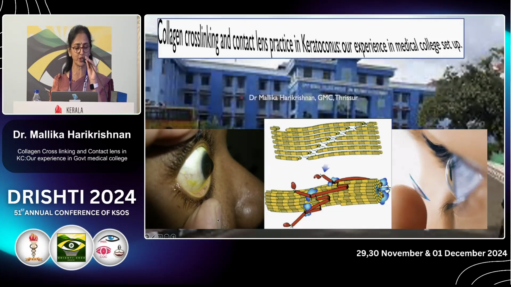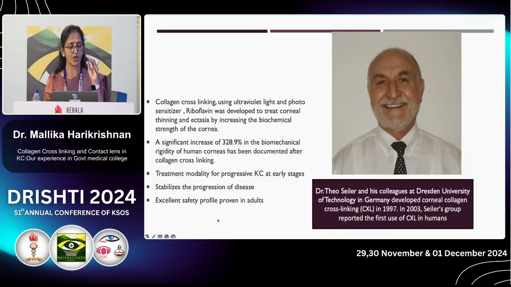That is what I am going to present today: collagen cross-linking and contact lens practice in keratoconus, our experience in a medical college setup. Collagen cross-linking using ultraviolet light and photosensitizer riboflavin was developed to treat corneal thinning and ectasia by increasing the biomechanical strength of the cornea. A significant increase of 328.9% in the biomechanical rigidity of human corneas has been documented after collagen cross-linking.